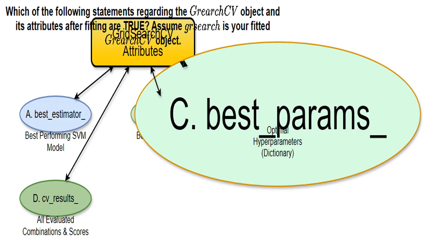This attribute gives you a dictionary. This dictionary contains the optimal hyperparameters which produce the highest cross-validation score. The key-value pairs in this dictionary represent hyperparameters and their optimal settings, like C: 10, gamma: 0.1. It directly tells you the best settings for your SVM.